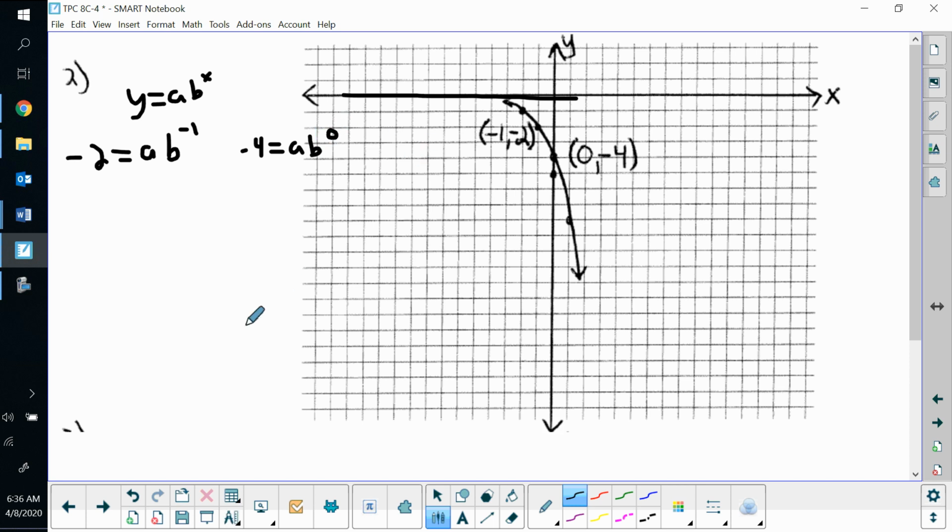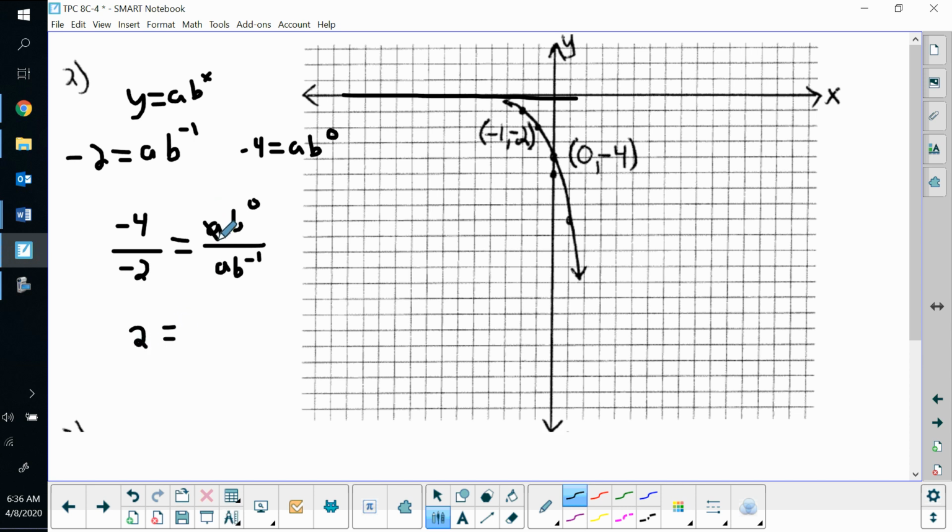We want to put the larger exponent on top. Well, 0 is larger than -1, so we're going to put this stuff on top. We'll have -4 over -2 equals a times b to the 0 over a times b to the -1. If we divide on the left, that gives us 2.